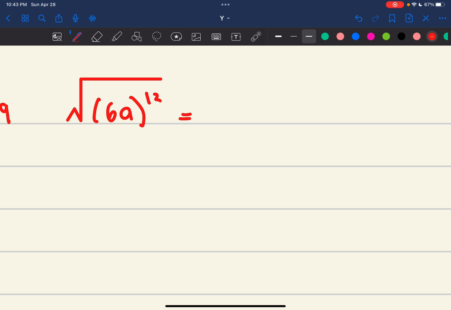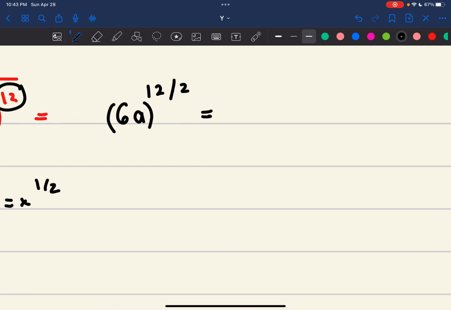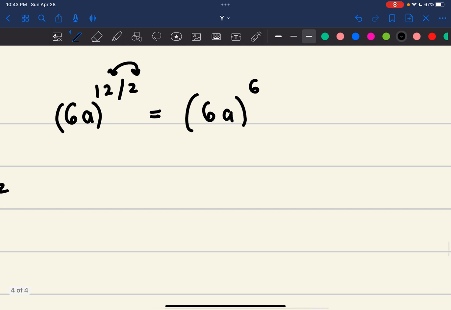So for this one, we're gonna do 6a. Remember, I always do this to help me. This is a square root. Technically the 1's here, so this is how we get the 1/2, right? This 12 is there, and this is a square root, so there's technically a 2 there. So this is really 12 over 2. 6a grouped together, 12 over 2. But we know fractions, right? So this is really 6a to the 6th.